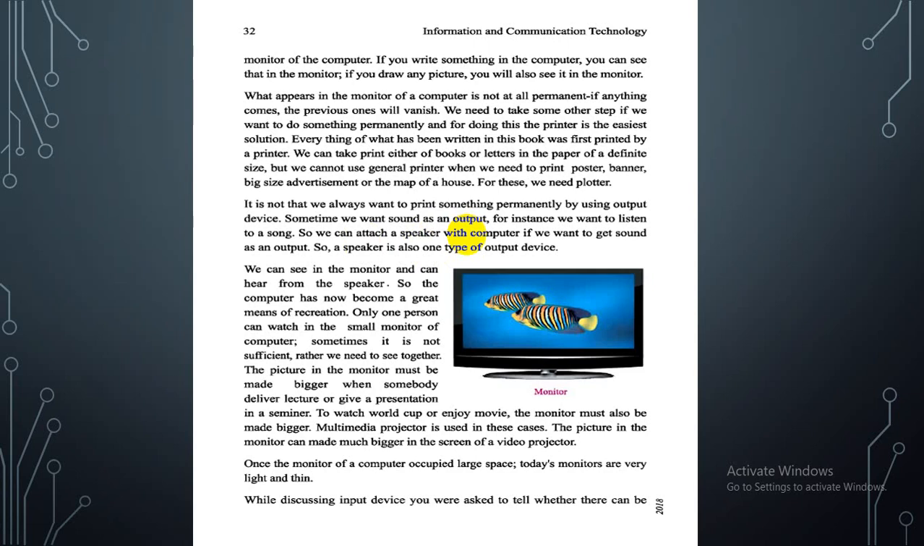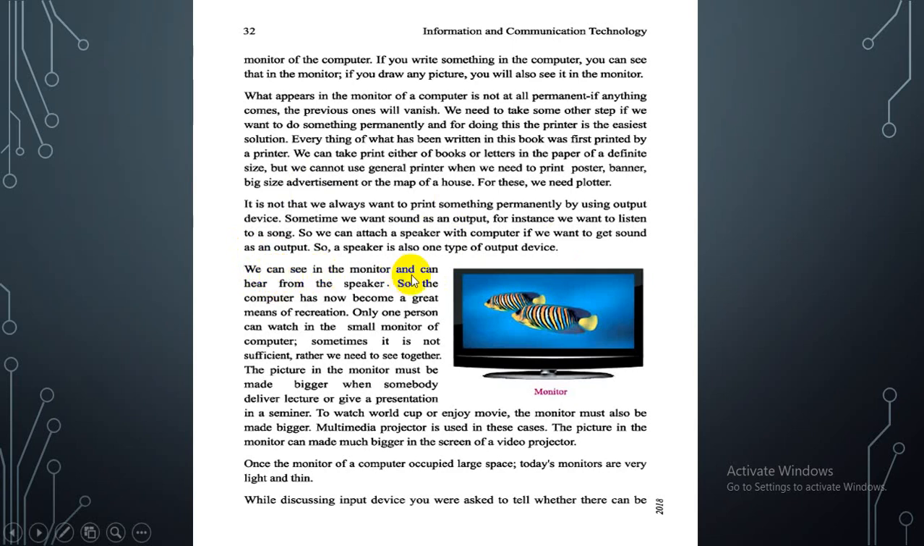So dear student, underline another point, that is also the output device. Up to this, we have got the first one, monitor is the output device. Second one, printer is the output device. Third one, plotter is the output device. Now fourth one, the speaker is the output device. So dear student, let's go to the next.